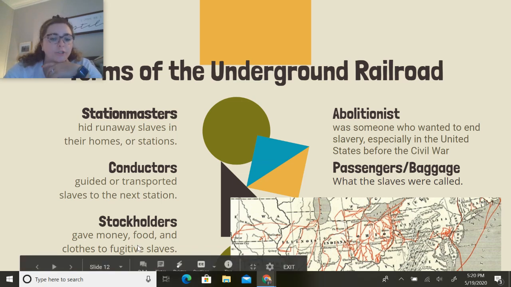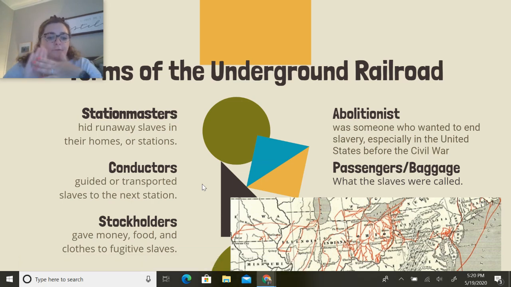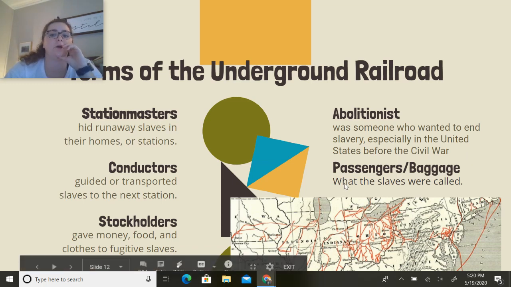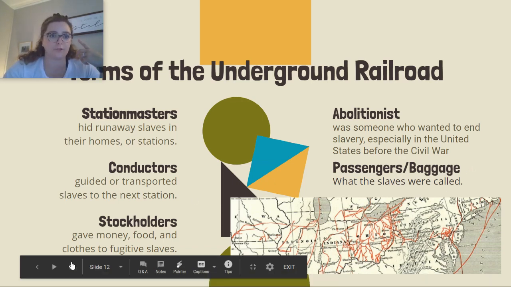And then stockholders couldn't necessarily conduct, and they couldn't necessarily be a station master, but they did give food, money, or clothing to these fugitive slaves as they needed it. And then, as we touched on before, abolitionists were someone who wanted to end slavery, especially in the United States. And then passengers sometimes were referred to as the baggage, and they were what slaves were called. So passengers or baggage might be what you hear slaves on the Underground Railroad referred to as.